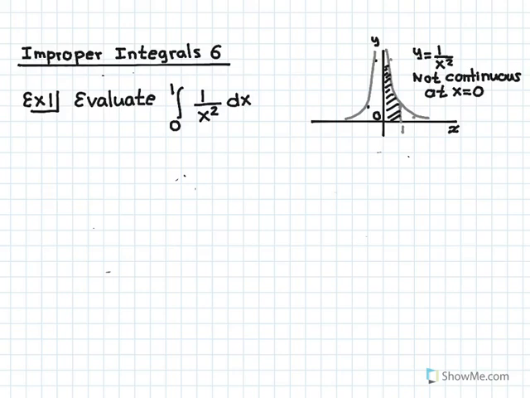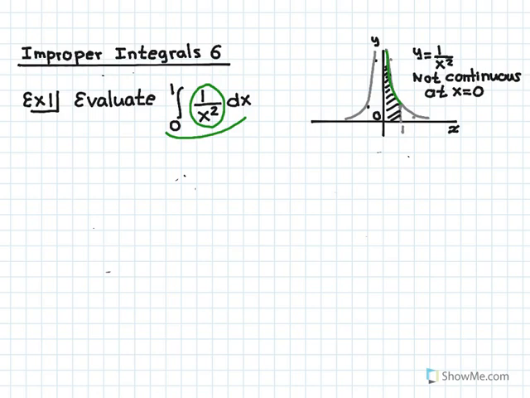In this video, we're going to look at a few more examples of improper integrals with discontinuous integrands. Here we have the integral from 0 to 1, 1 over x squared dx. The question is, why is this an improper integral? Well, the reason is 1 over x squared, the integrand, blows up to infinity at x equals 0. You can see how the curve is approaching the y-axis as x approaches 0.